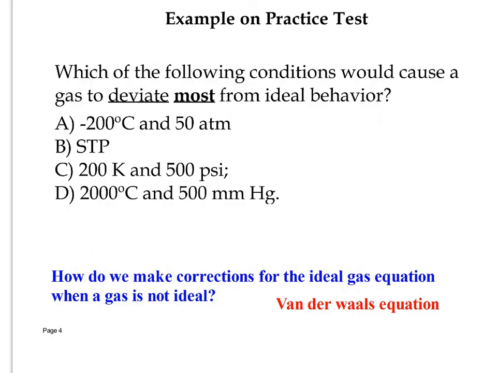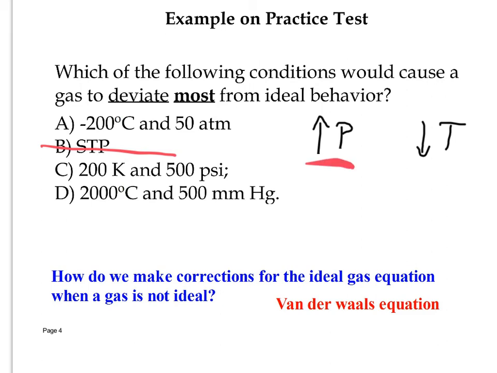The question says, which of the following conditions would cause a gas to deviate most from ideal behavior? Well, I have to think about what those two conditions are. So I'm looking for the answer here that has the highest pressure and the lowest temperature. So I have to ask myself, of course in a multiple choice problem, which one can I immediately get rid of first? Well, as I said before, the first one that I can take out is STP conditions. Remember, STP conditions are when gases are going to behave most like ideal gases. So I can take B out immediately.